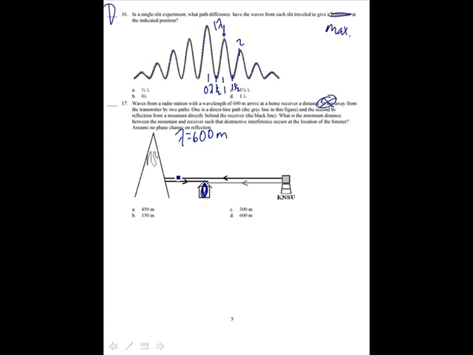So that means that the path length difference for destructive interference has to equal a half of a wavelength, which in this case is half of 600, which is 300 meters. So the ray that follows the black path has to travel an extra 300 meters to put it out of phase with the gray wave. And so in order to travel an extra 300 meters, this distance has to be 150 meters. That is B, number 17.